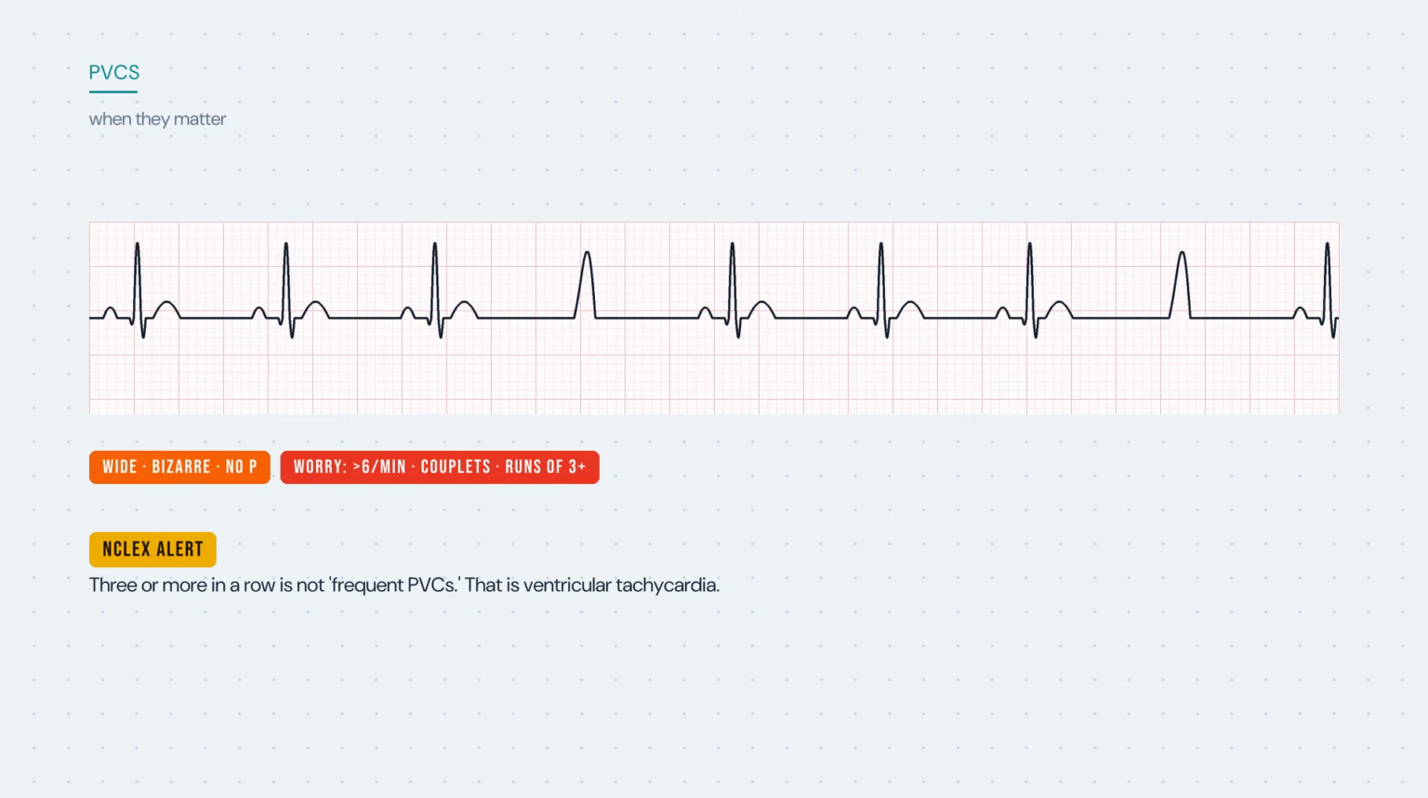More than 6 a minute, 2 in a row, 3 or more in a row, which is by definition ventricular tachycardia, or multiple different shapes. And always ask why. Low potassium, low magnesium, low oxygen, caffeine, and digoxin toxicity all provoke them.